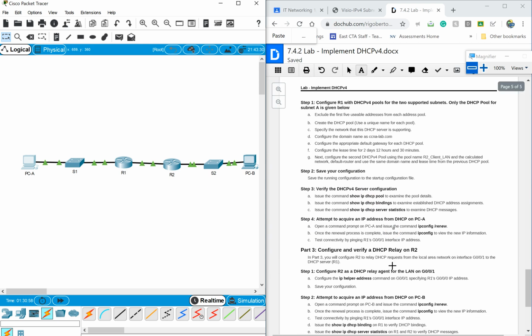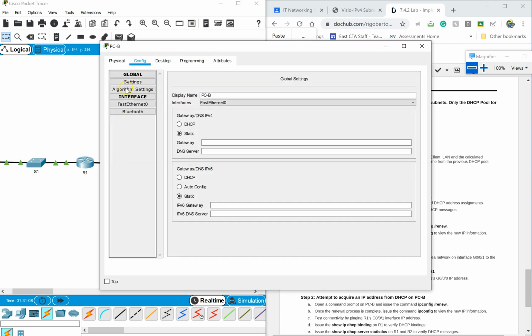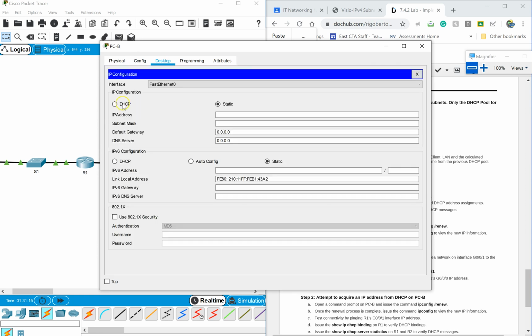All right? It says configure and verify DHCP relay on R2. So everything's fine and dandy on the R1 side, but on the R2 side, if I were to try at this point, I should not get a DHCP address. It's going to say, sorry, failed. Give it some time. DHCP failed. An APIPA address is being used, an automatically assigned IP address.